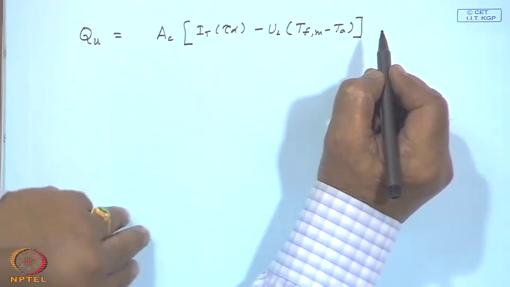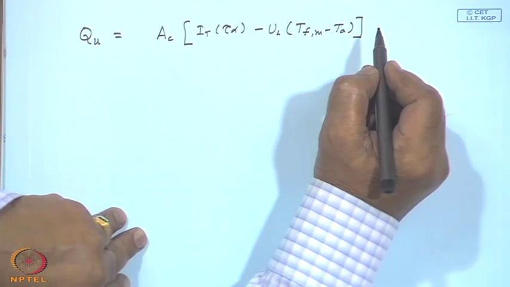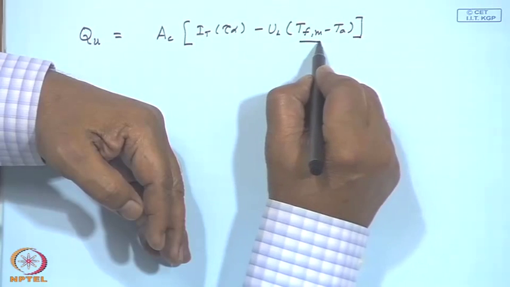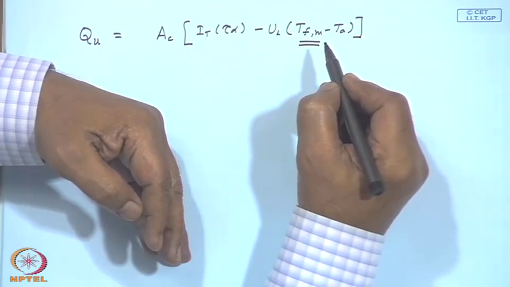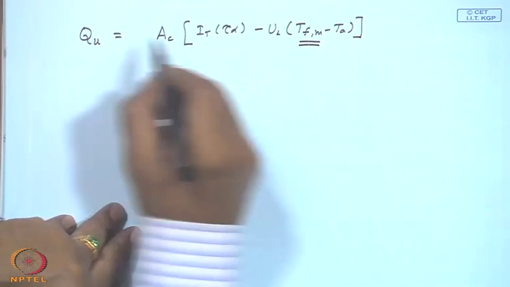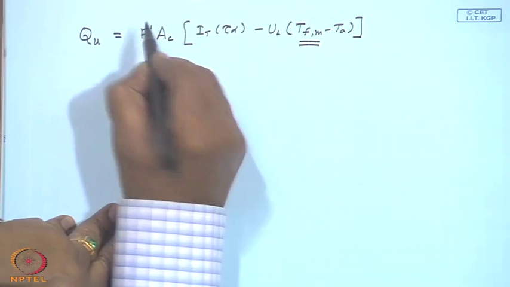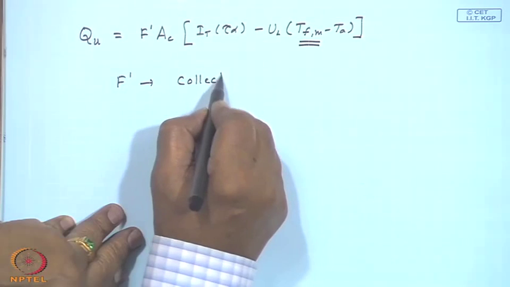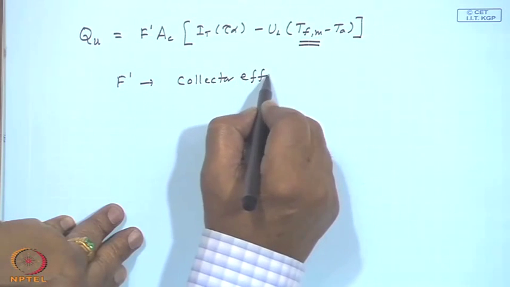So, they said that efficiency or inefficiency of the transfer of energy to the fluid can be taken care of by fluid temperature instead of the plate temperature. That means the losses are being calculated at the fluid mean temperature rather than at T_p mean. So, this is an underestimate. To compensate for that, one has put a factor F dashed, which is called the collector efficiency factor.